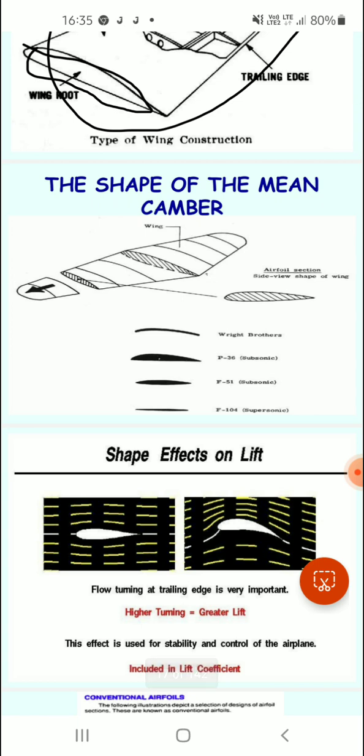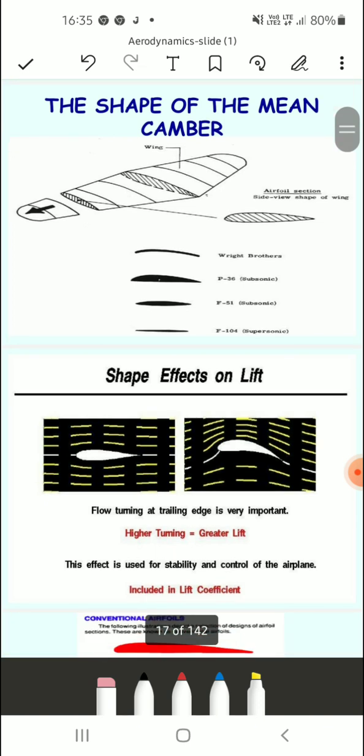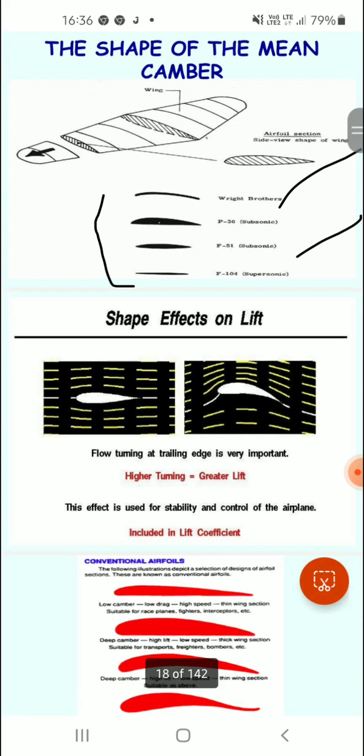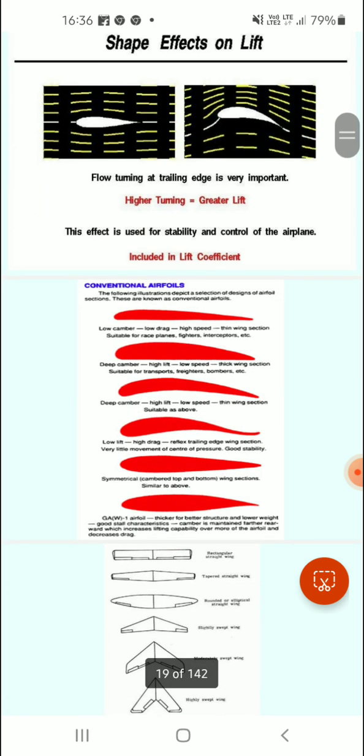Okay, these are also the types. You may say the shape of the main chambers is known. You may learn this, but these are not so important to learn. Now, the shape effects on the lift. Here you see the shape effects are mainly flow turning, and lift. These are very important for the control of the airplane. You have to control the airplane, so you have to consider shape effects; various shapes you have seen.